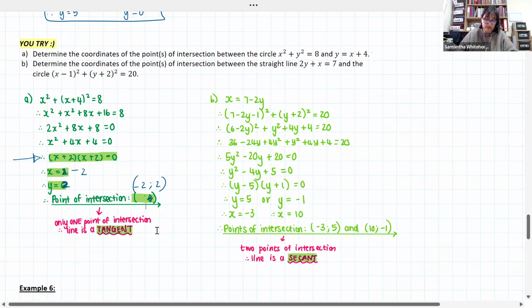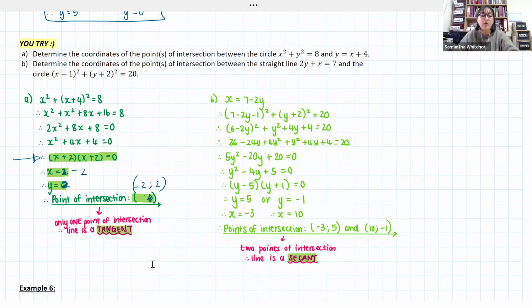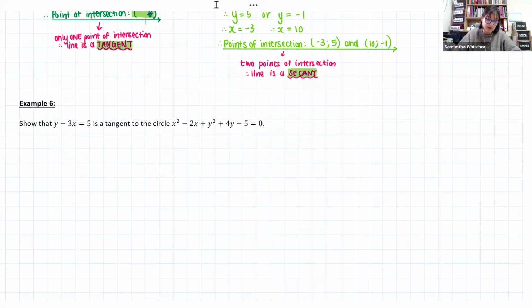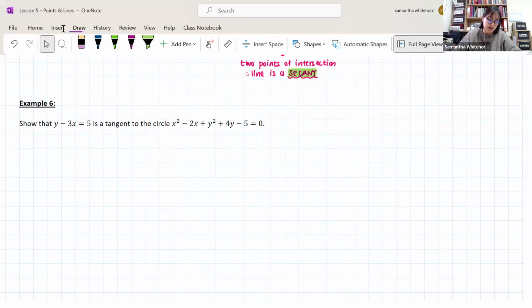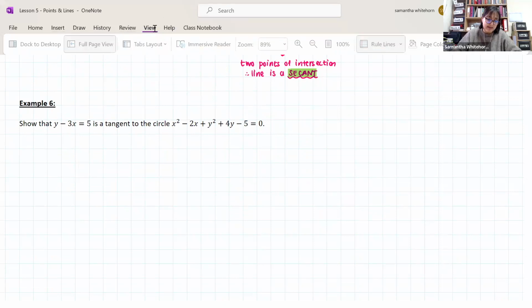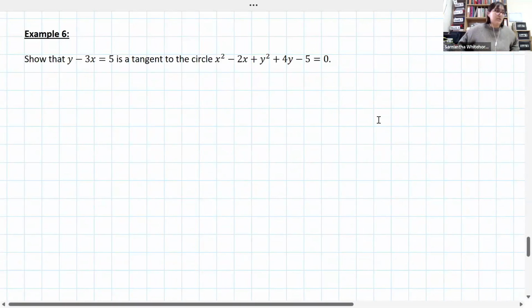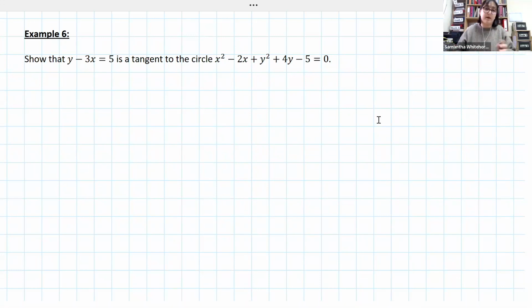Right, so let's take a screenshot. And I want to do this last example just so you can see how we would go about answering a question that asks us to prove that a line is a tangent. Okay. Right, so this last question here says, show that y minus 3x equals 5 is a tangent to the circle x squared minus 2x plus y squared plus 4y minus 5 equals 0. Lots of words there.